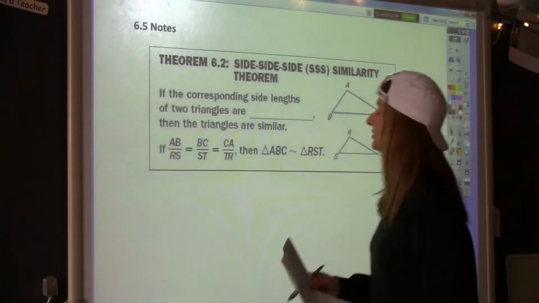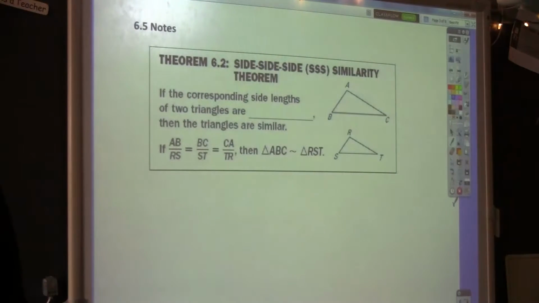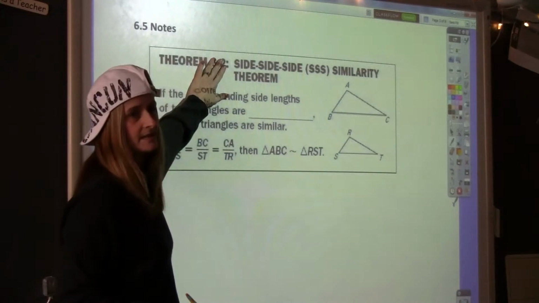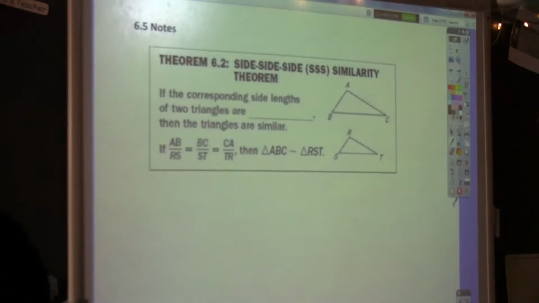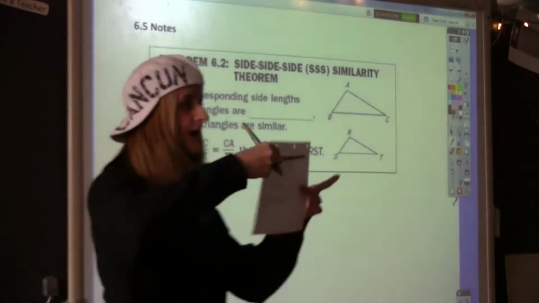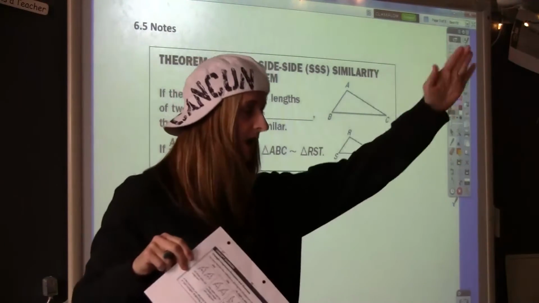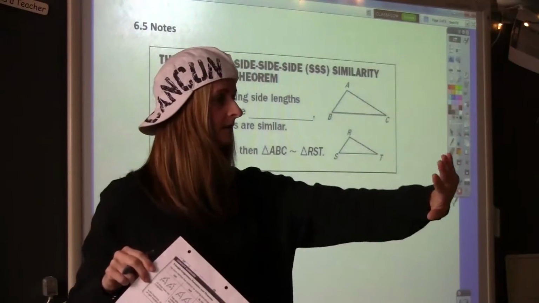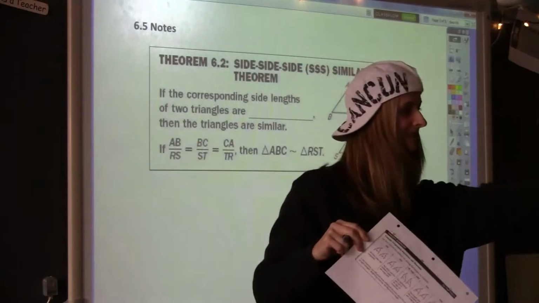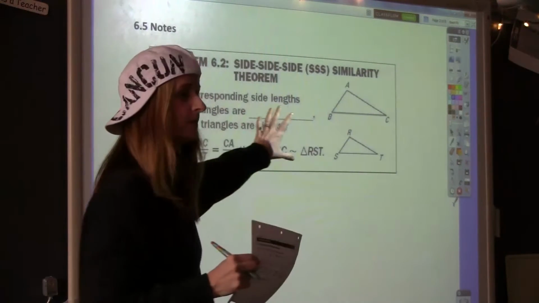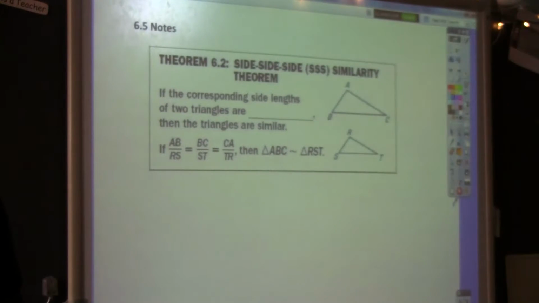All right. So the second method to proving triangles similar is side, side, side. Now, we have a side, side, side for proving triangles congruent, right? And that's when all the corresponding sets of sides were actually the same length, congruent. These are going to be proportional. So what does that mean?